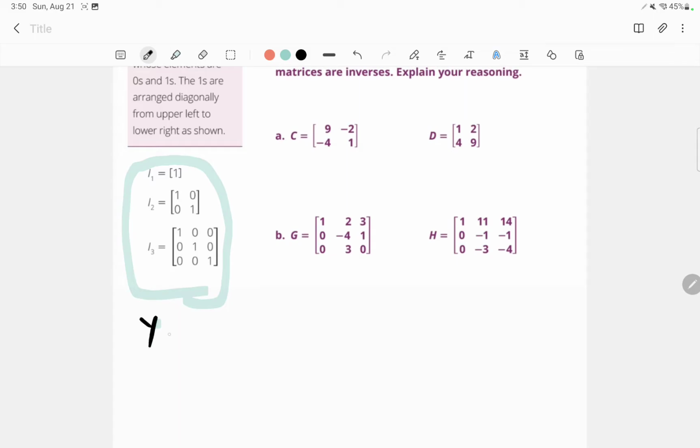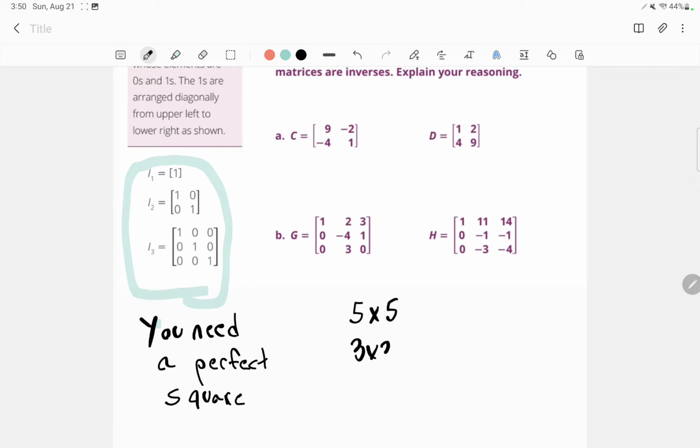So you need a perfect square, which is just your rows and your columns are the same. For example, 5 by 5, 3 by 3, 9 by 9, 10 by 10. I don't think we're ever going to get to that big a matrix, but basically anything that has the same rows and the same columns is considered a perfect matrix.